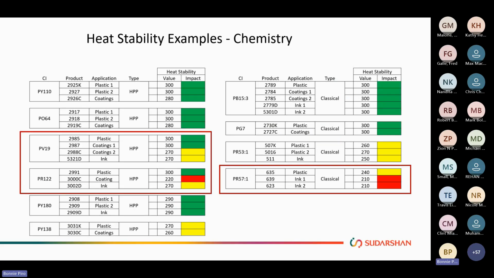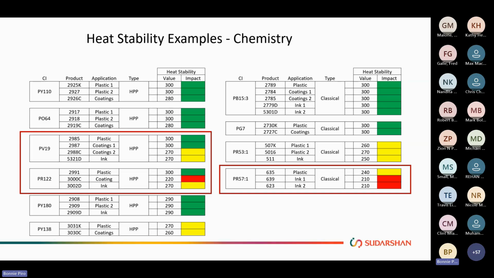Plastics, heat stability. Typically, the majority of the heat stability is dictated by the chemistry. There's no doubt about that. However, in some areas, the performance can be altered based on the choice of the finishing. The examples that I have here, Violet 19. This is the gamma version of Violet 19. We start to see one of the coatings grades as well as one of the ink grades. The heat stability does fall off a bit, still very good, but we start to see some fall off in the heat stability. Red 122.